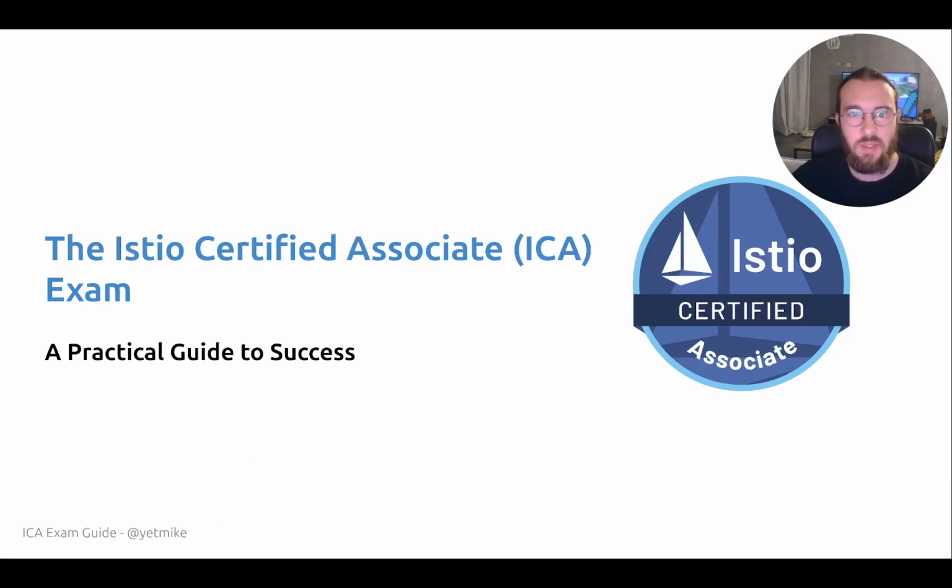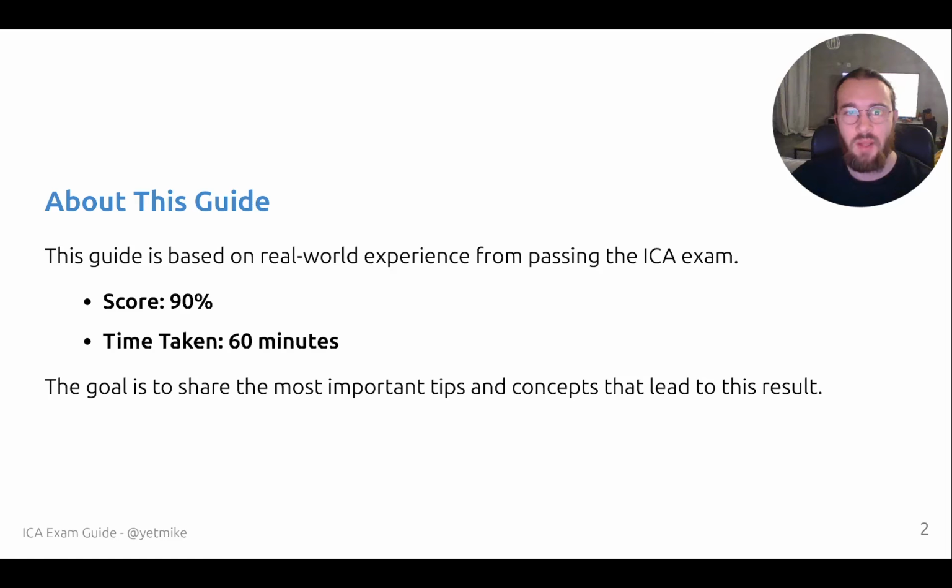Recently, I passed the Istio Certified Associate exam, and I want to share with you some tips and tricks that might help you to do the same. At the beginning of the exam, you get 16 to 17 questions and you have 2 hours to do them. I did everything in 60 minutes and scored 90.